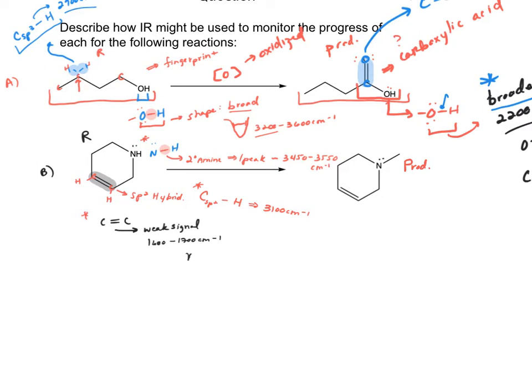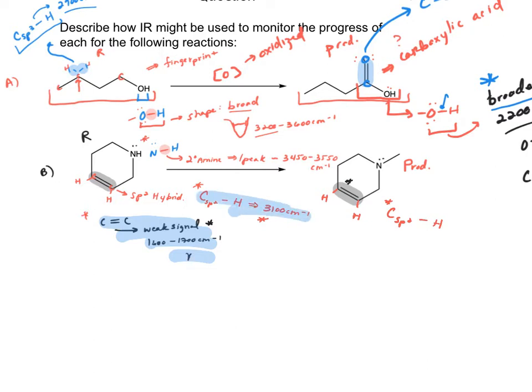So we still have our carbon-carbon weak signal, the carbon-carbon double bond, right? So this guy will be preserved, over here. We still have our carbon-hydrogen bond, our sp2 hybridized carbon-hydrogen bond. So we'd still expect to see this guy. Okay, so which ones have been preserved? This one is preserved. This one is preserved in the product.